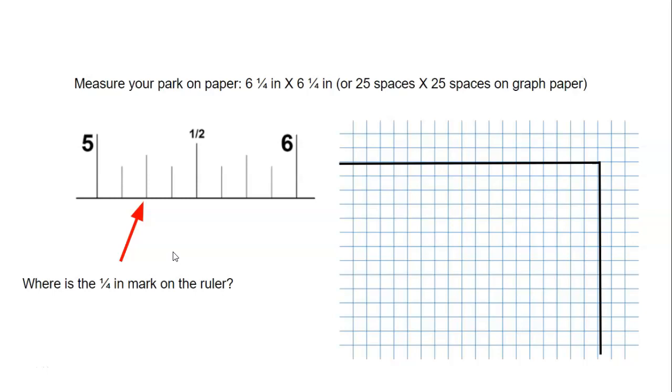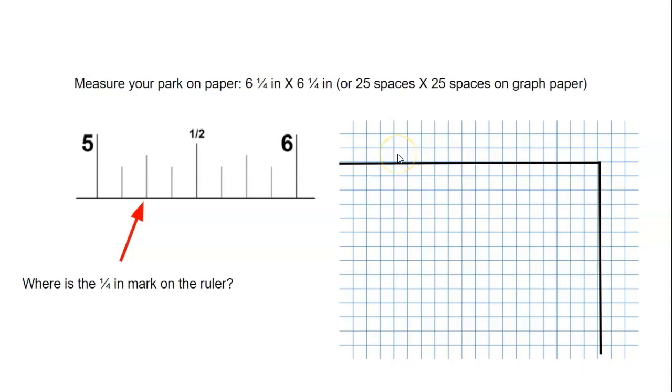Okay, so when we're measuring out our park to draw it on a piece of paper, we have to draw a square, but we want it to be the same size each time because you're going to be drawing 3 designs and you want each of the 3 designs to be the same scale. So on graph paper, let's start with that one. You can measure over or count over 25 spaces by 25 spaces. So across 25 spaces, down 25 spaces, then back over and up, to make your square.